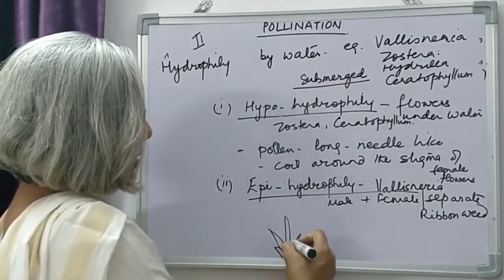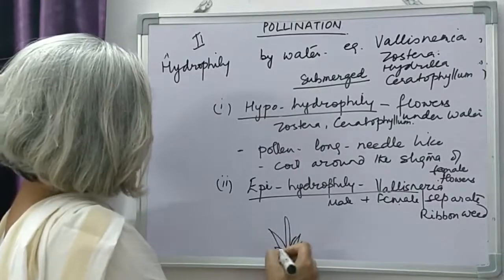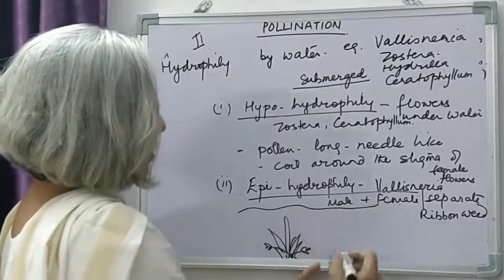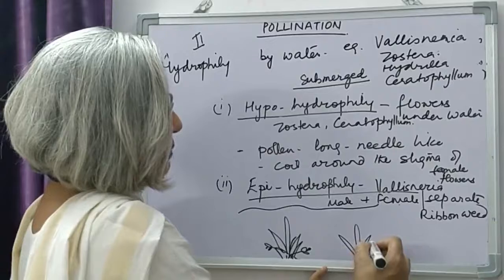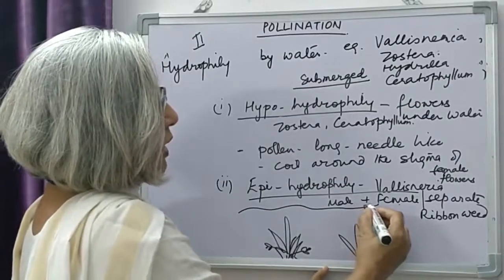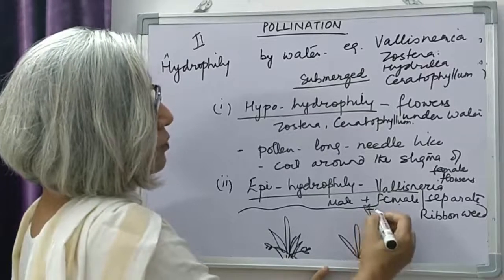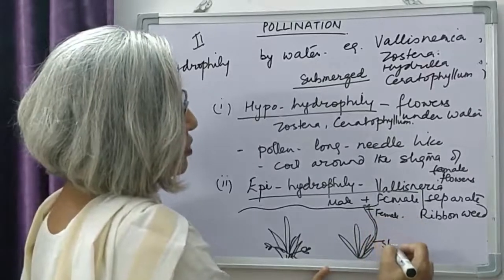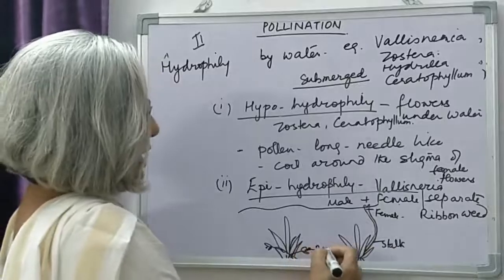The male plant, the flowers are at the base. These are the male flowers. This is the surface of water. This is the female plant. The female flowers have a long stalk and the flowers are raised to the surface of water. This is a female flower. The stalk is very long. This is a female plant. These are the male flowers.